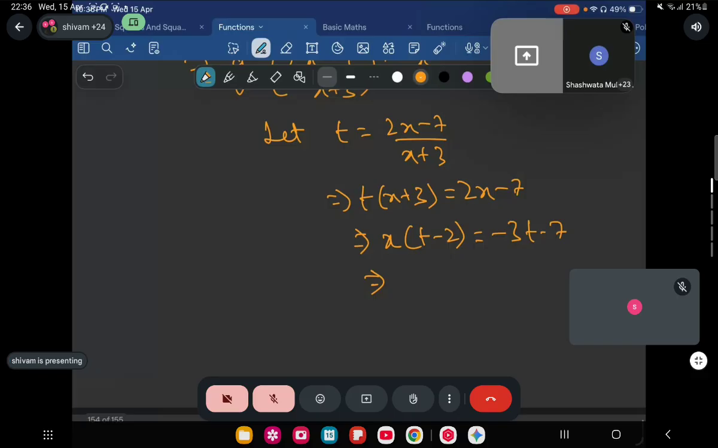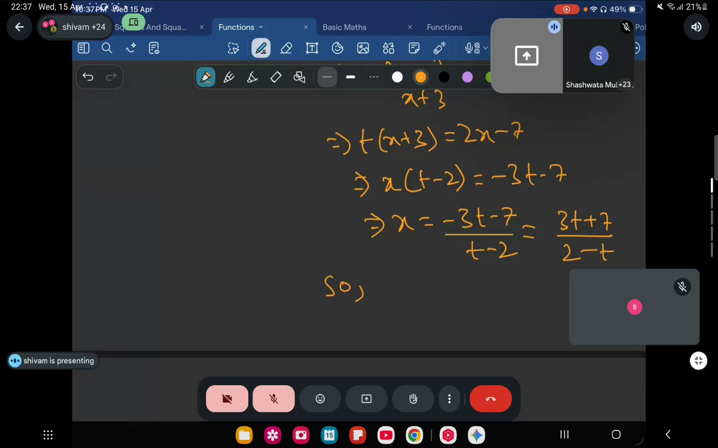Okay. So from here, what are we getting? x is equal to minus of 3t minus 7 upon t minus 2. Multiplying by minus 1 in the numerator and denominator, we will get 3t plus 7 upon 2 minus t.